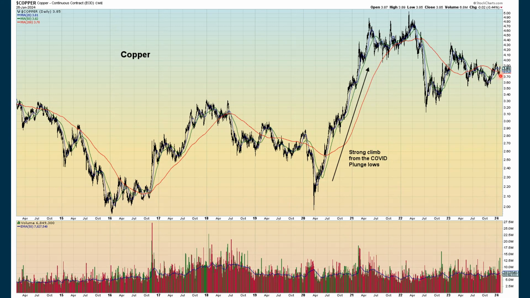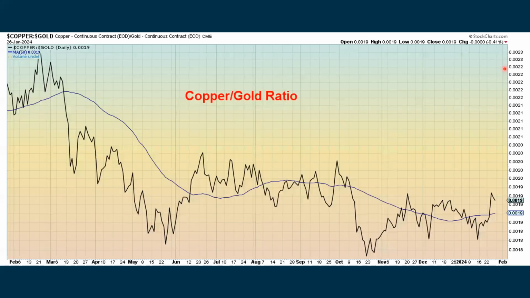It fell back down. It looked like we were going to generate a death cross. Now we're starting to come back up as some of the economic reports over the past week were showing that the economy's growing, but inflation isn't necessarily a problem as of right now. We look at a ratio between copper and gold. When the economy's looking better, copper outperforms, and that's really what we've been seeing lately.